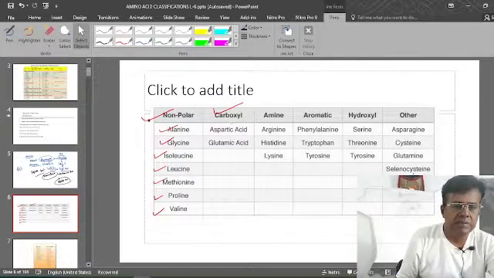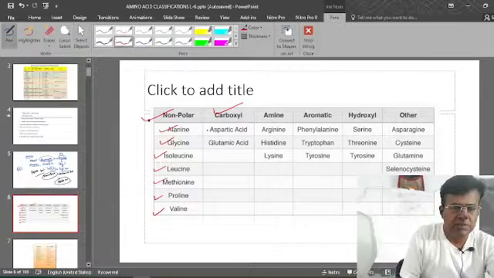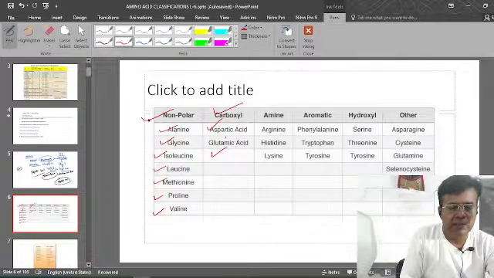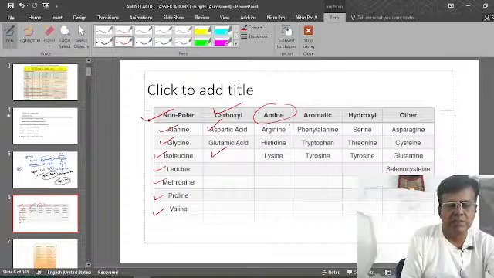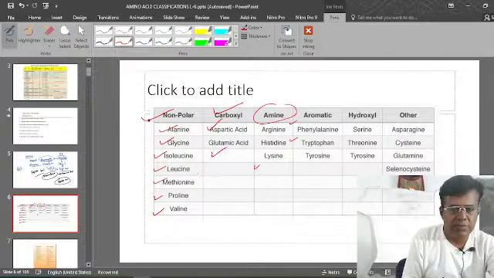So if you see the carboxylic, there are two types of amino acid, aspartic acid and glutamic acid. I will tell you the relevance of these amino acids. If you are talking about the amines: arginine, histidine and lysine. So you could remember alanine, there are 1, 2, 3, 4, 5, 6, 7 types.